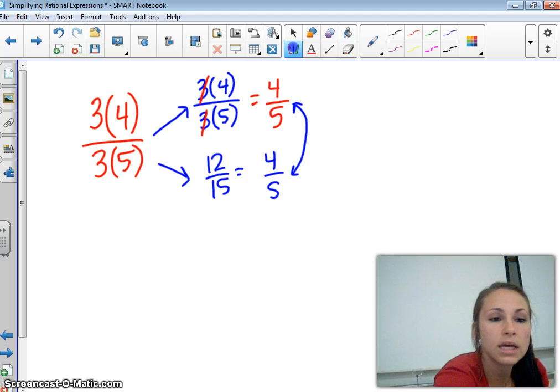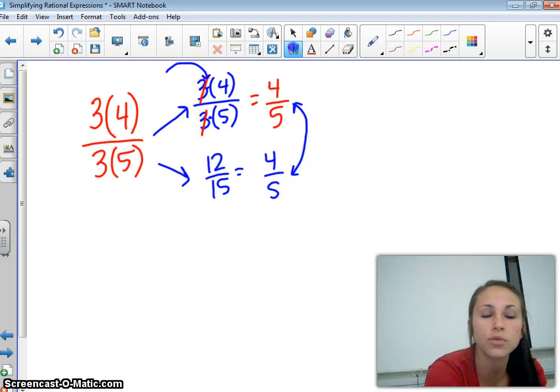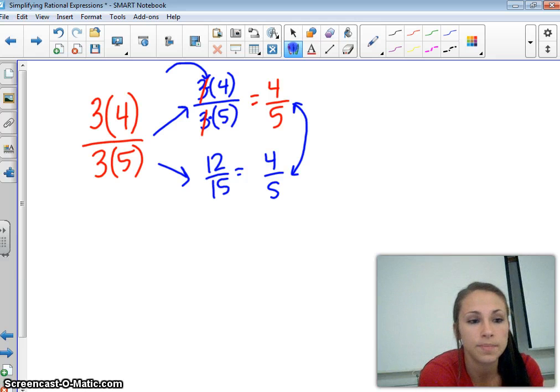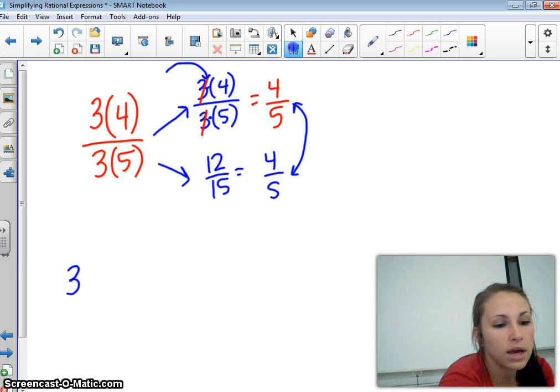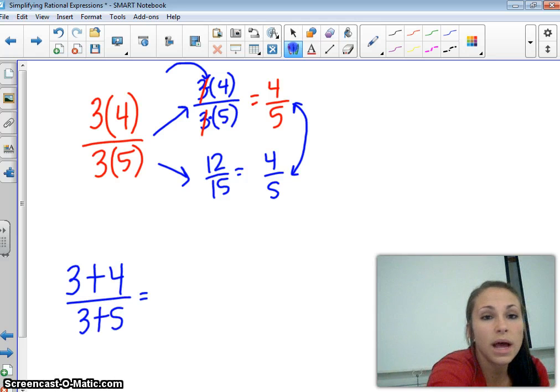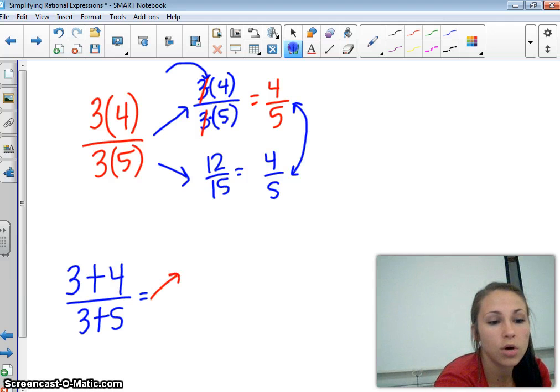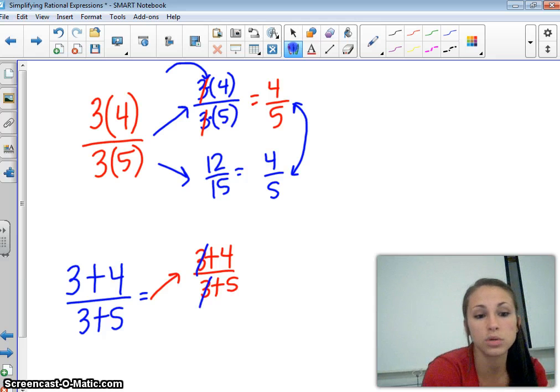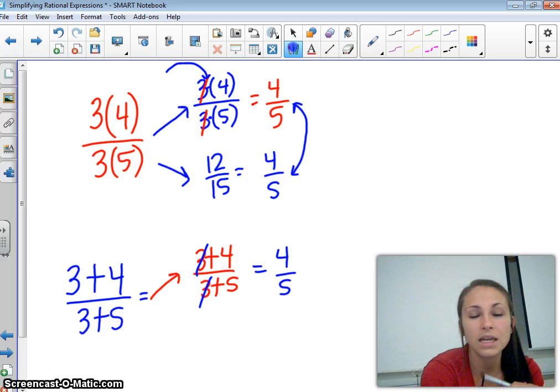Now, this is when we can cancel things out. The reason that I could cancel the 3's right here is because in between the 3 and the 4 and the 3 and the 5 was multiplication. Let's look at saying if we have 3 plus 4 divided by 3 plus 5. Now, this one I cannot do two ways. I cannot take my problem, 3 plus 4 over 3 plus 5, and say that I can cancel these 3's out, and then my problem would just give me 4 over 5. I cannot do that. This will not work.